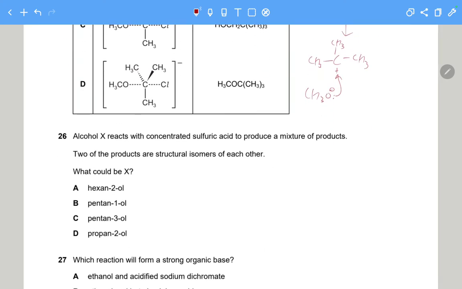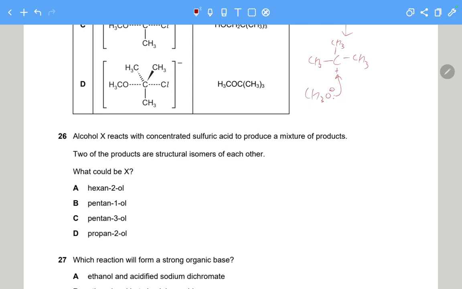Question 26. Alcohol X reacts with concentrated sulfuric acid to produce a mixture of products. Two of the products are structural isomers of each other. Now, what is happening here? Before we read the options, when an alcohol is reacted with concentrated sulfuric acid, we get a dehydration reaction in which an alkene is formed, and two of the products are structural isomers of each other.